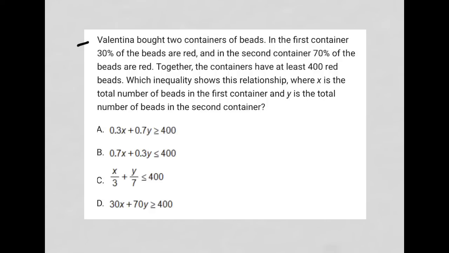So this question says Valentina bought 2 containers of beads. In the first container, 30% of the beads are red. So I'm going to just write container 1, 30% red. And in the second container, 70% of the beads are red. So in container 2, 70% red.